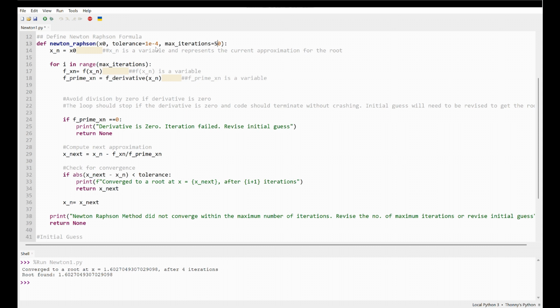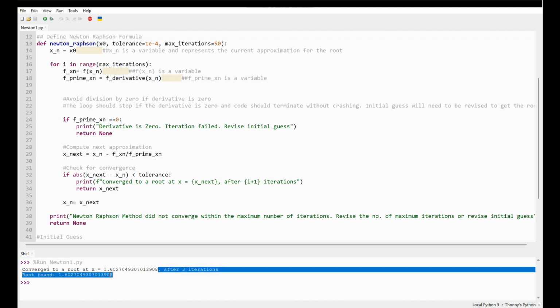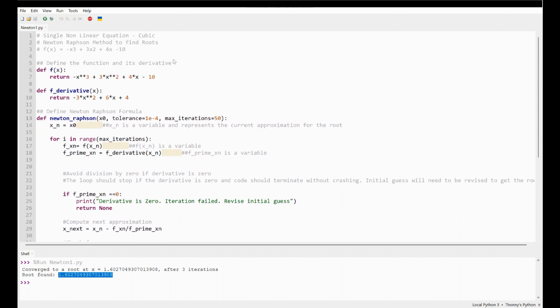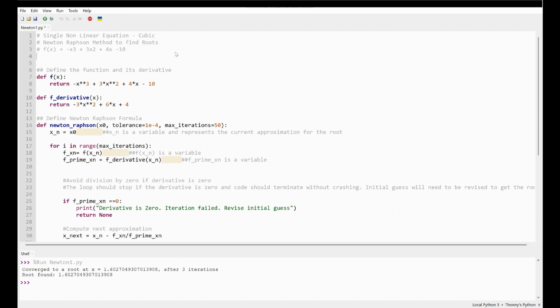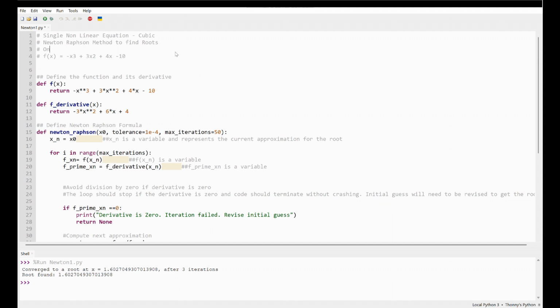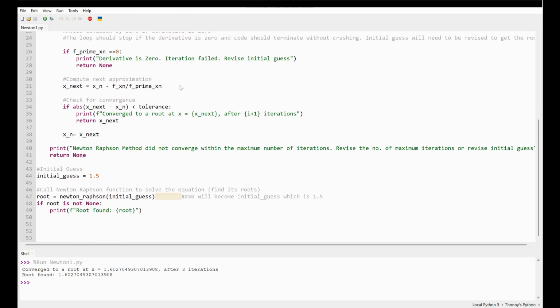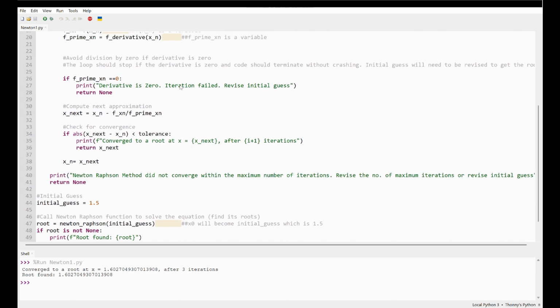Now run it. Okay. Here we go. It says converge to a root at 1.6027 after 3 iterations. Root found 1.6027. So that's good. So we can add a comment that only one root will be found, because this is a cubic equation, because x is raised to the power of 3. So there will be 3 roots, but the method that we have over here in our code gives only one root at one time. We can change the initial guess to see what other values of roots we get, or we can write a code which gives us all the roots of the equations.